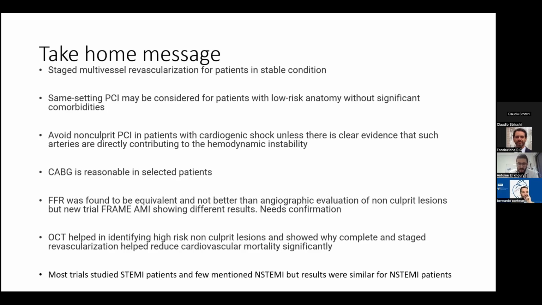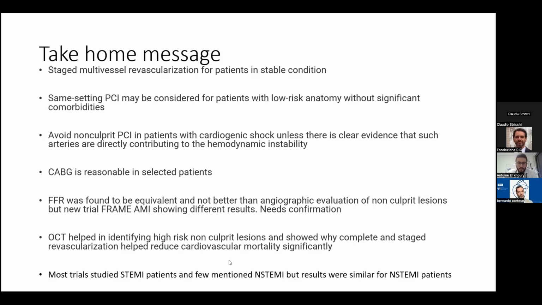And FFR, we can do it, but it's not in the guidelines yet because the complete trial said that we don't have benefit with FFR. But we have a recent study that showed that we had benefit with doing FFR, but it's still not in the guidelines because it's just one study. And OCT can help us classify the lesion as a low-risk lesion or a high-risk lesion when we want to do complete revascularization.